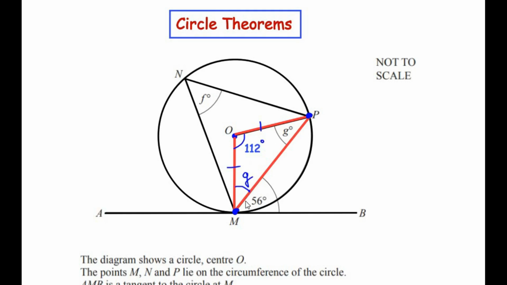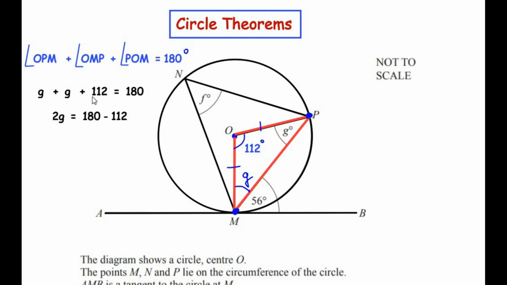Now using the angle sum property of this triangle, we can write here angle OPM plus angle OMP plus angle POM is equal to 180 degrees. That is the angle sum property of a triangle. Now angle OPM and angle OMP both are G, so let me substitute over here. So G plus angle POM, we got it as 112 by using the angle at the center theorem, is equal to 180 degrees.